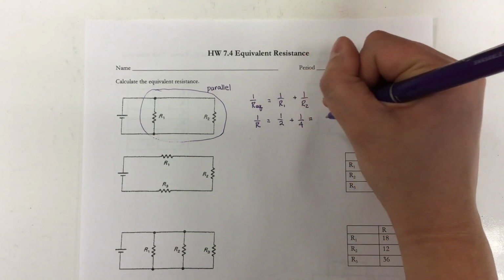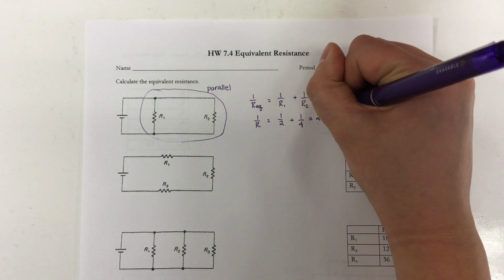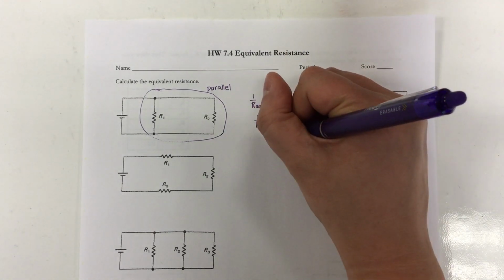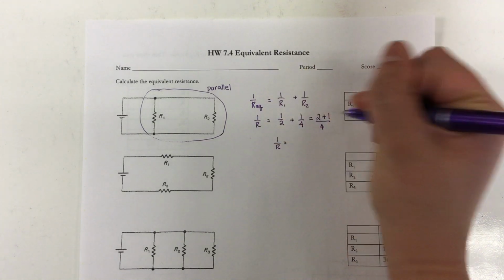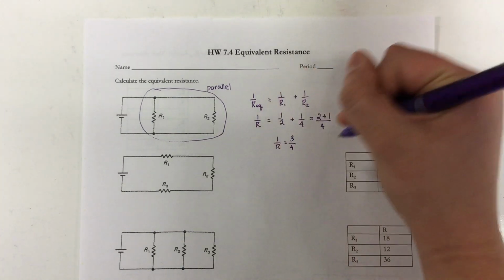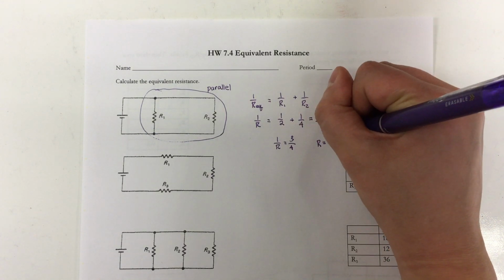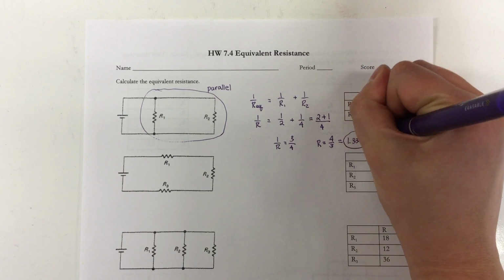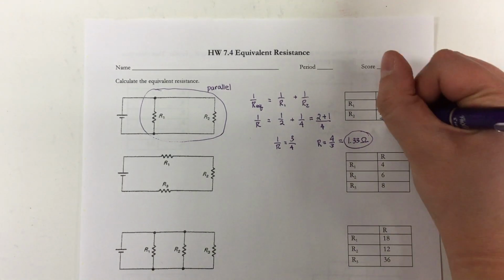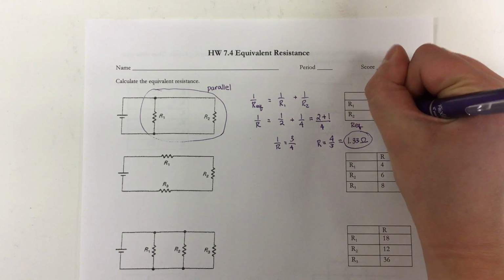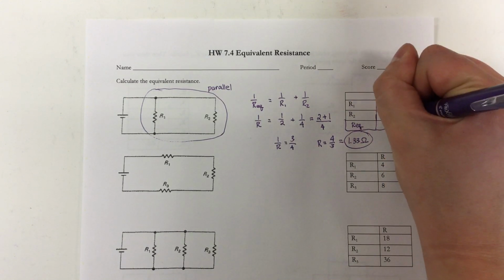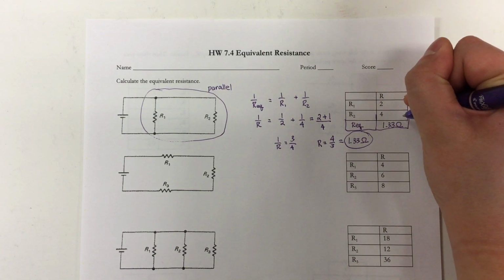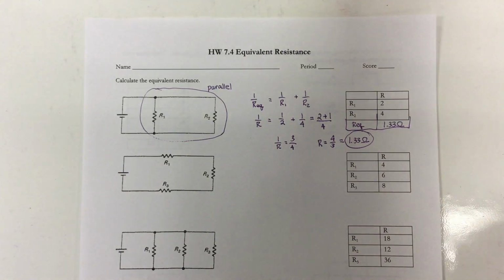Well, using least common denominator here, that's 2 plus 1 over 4, such that 1 over R is equal to 3 over 4, so that R is equal to 4/3, or 1.33 ohms. Notice that in a parallel circuit, the equivalent resistance is less than the smallest resistor. In this case, it's easier to go through a parallel circuit than either the 2 or the 4 on its own because of the additional paths.